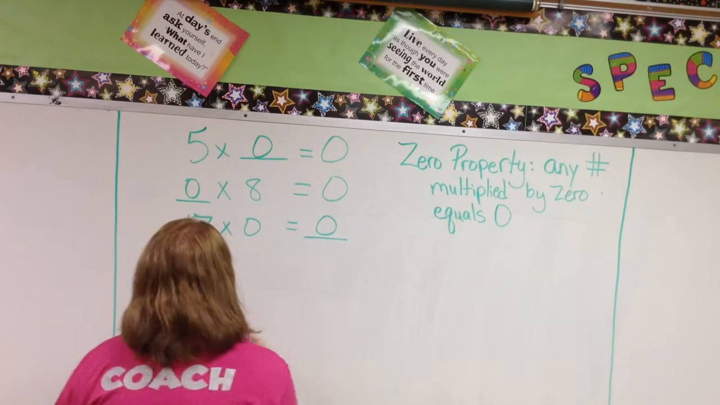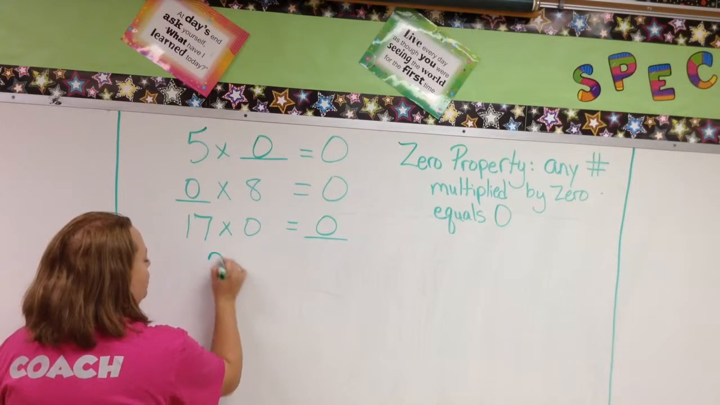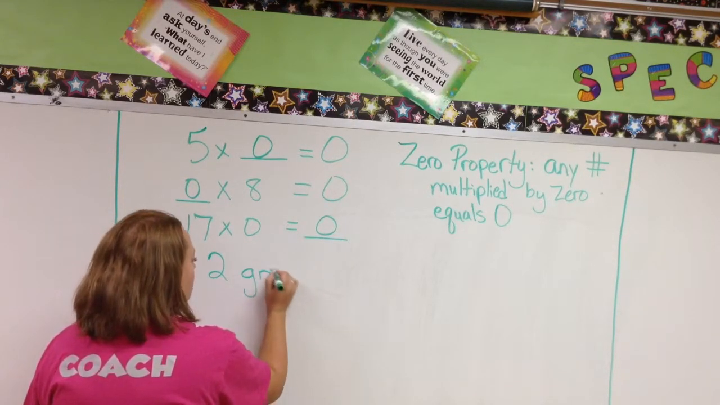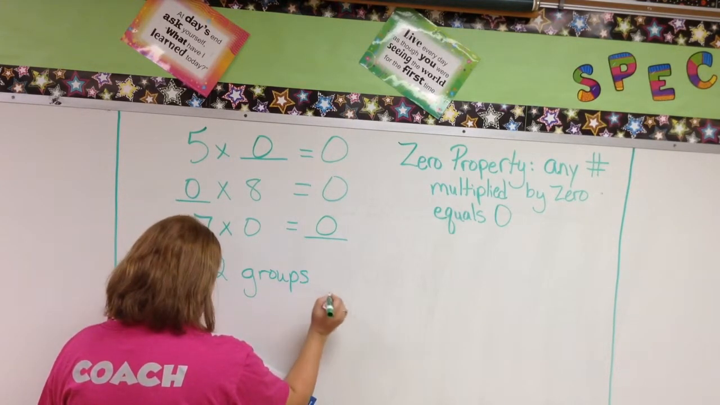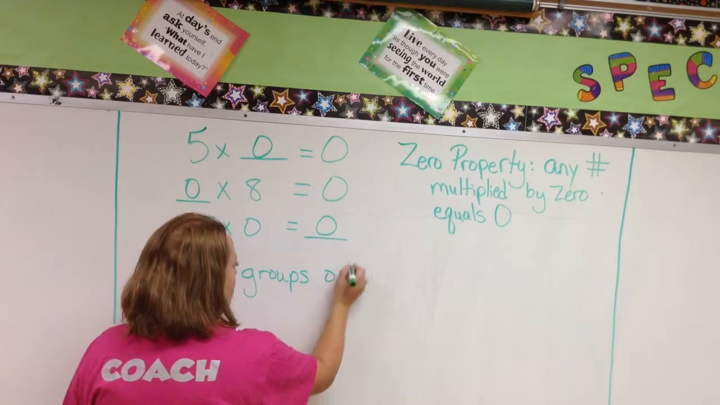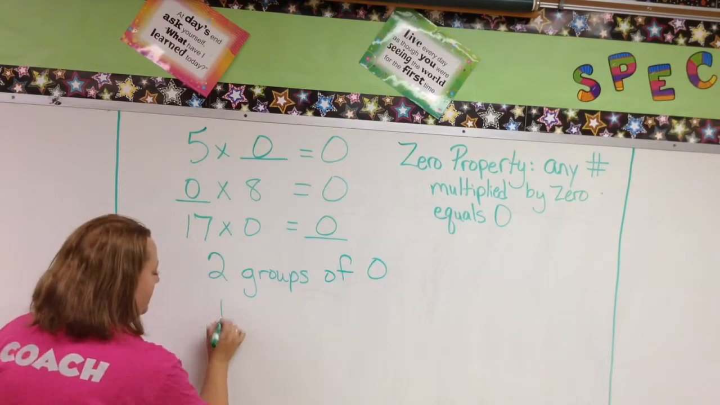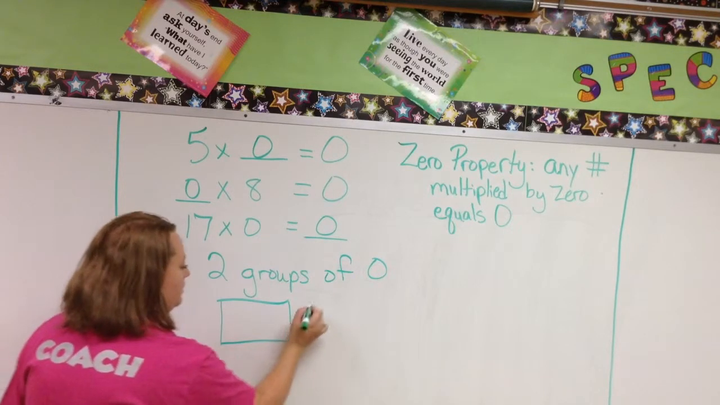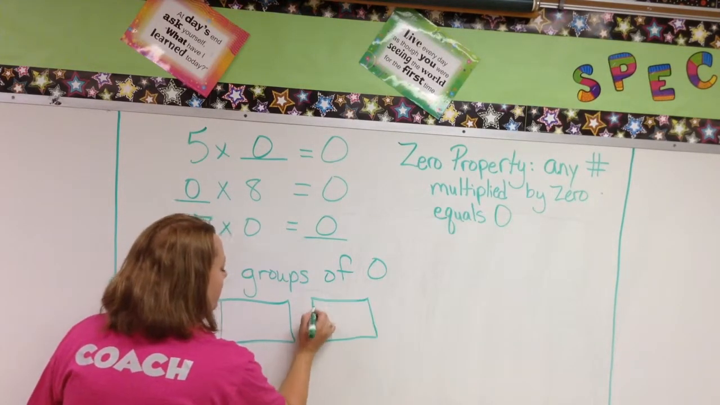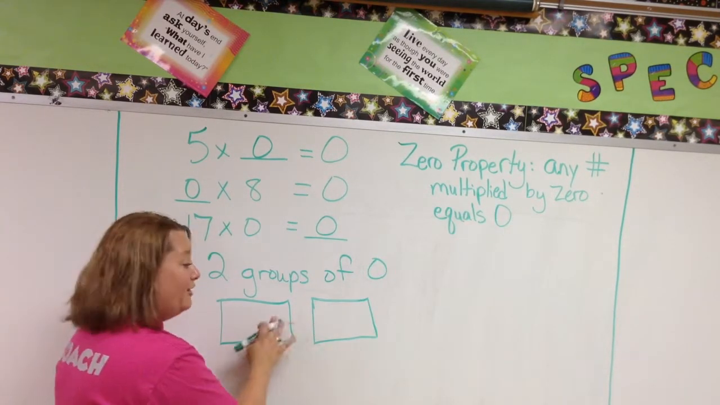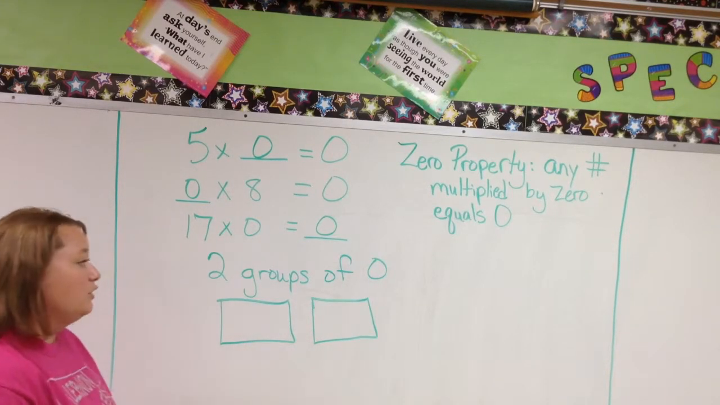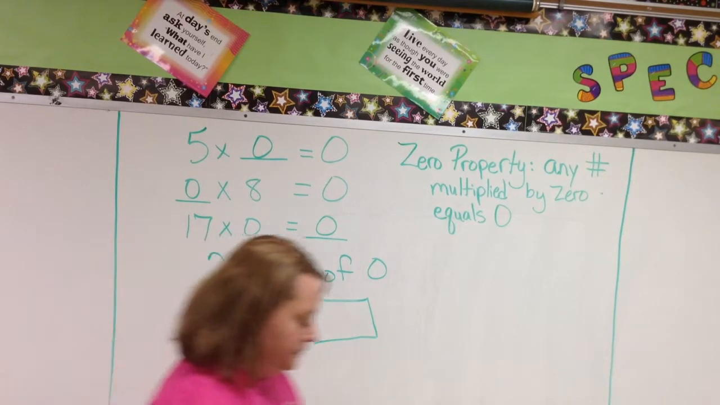For example, if I have 2 groups of 0, it would look something like this. Here's one group, here's another group. There's nothing inside of either box, so 2 groups of 0 is 0.